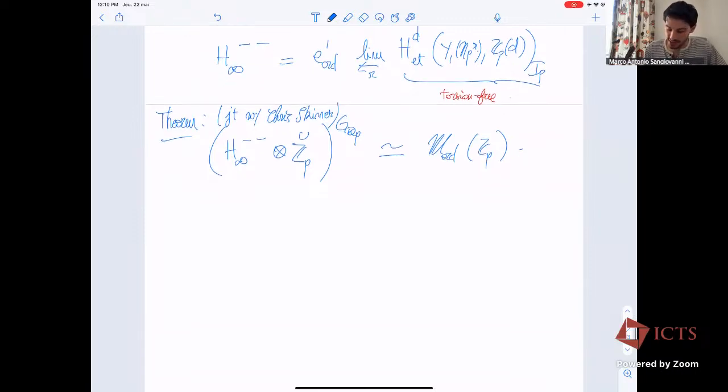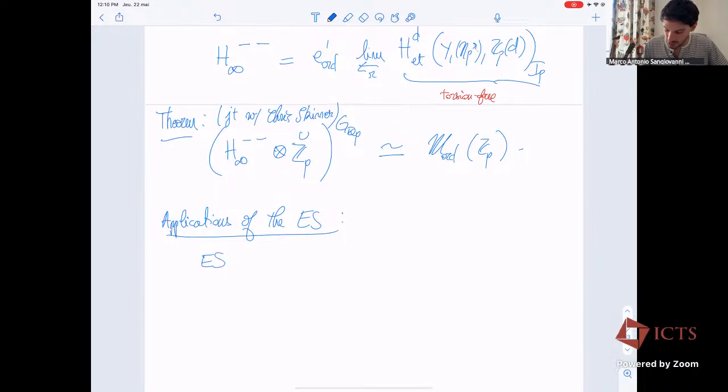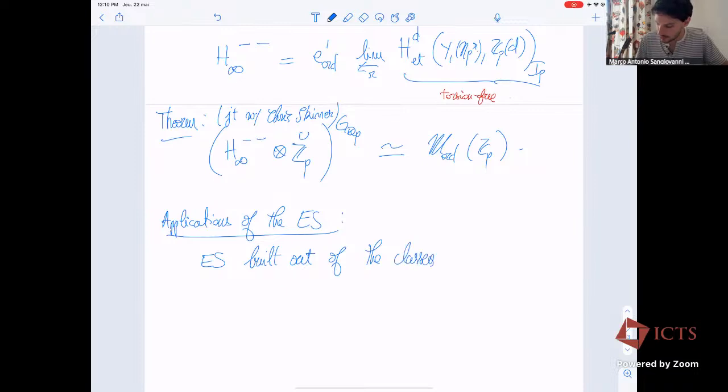And lastly, let me mention the application of the Euler system. So this is the Euler system built out of the classes omega chi, et al., with the method that Chris outlined in the GL2 case. Once you have constructed these integral classes, you can build this Euler system using this relative cohomology exact sequence.